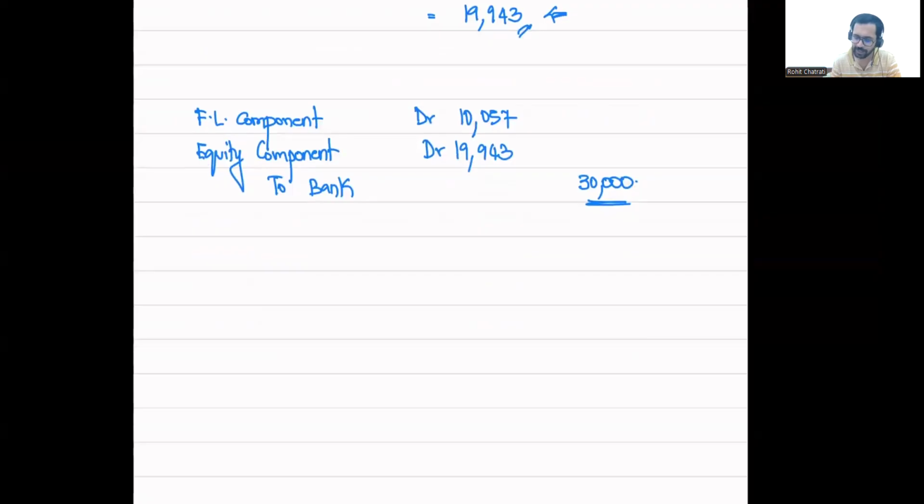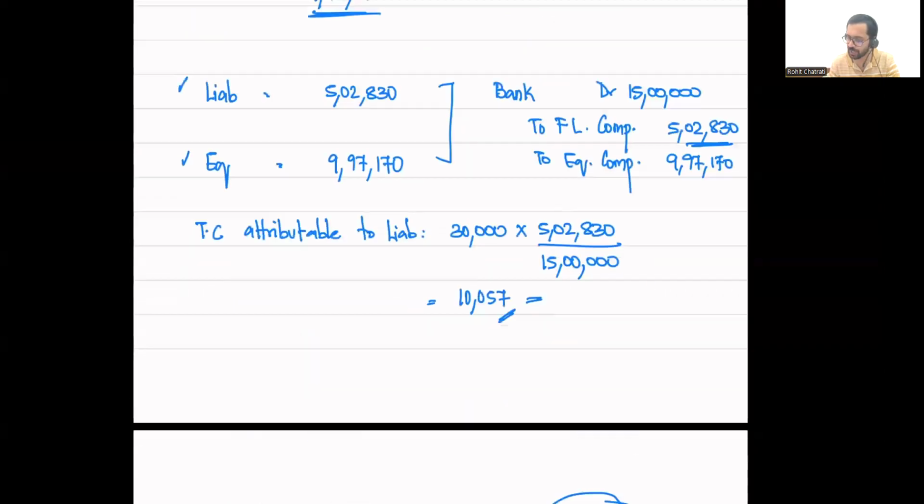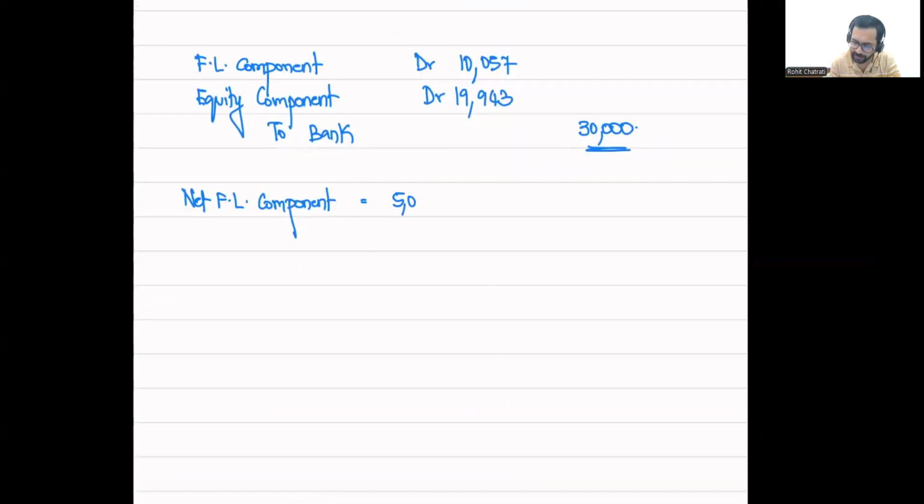After the incurring of transaction costs, the net financial liability component recognized in the books is going to be equal to 5,02,830 that was initially recognized. From that, I'm de-recognizing 10,057. Why am I saying de-recognizing? Because I debited. It's not really a de-recognition, but because I debited 10,057, my liability reduces by 10,057, and therefore the net liability in my books will be 4,92,773.